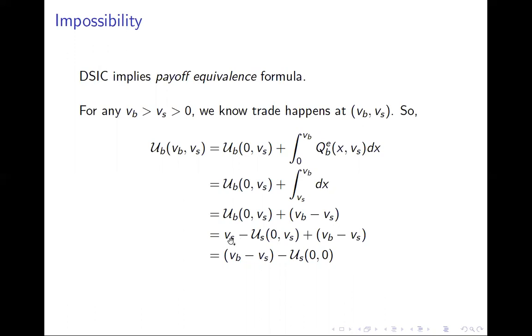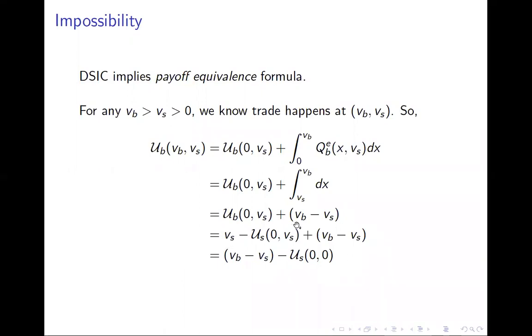Okay, now I use the payoff equivalence formula one more time, but this time with the seller. Remember, U_S(0, V_S) is equal to U_S(0,0) plus the integral from 0 to V_S of Q_S(0, y) dy. Because the buyer's value is 0, the seller will always get the object at all those profiles, so that integral comes out to be V_S. So what you get is that V_S minus U_S(0, V_S) is equal to minus U_S(0,0).